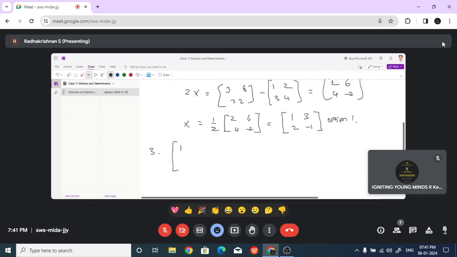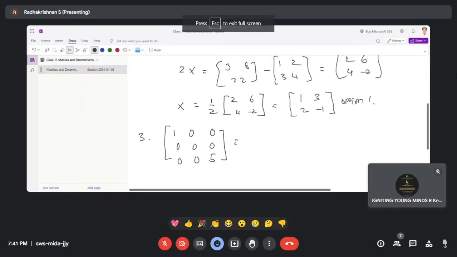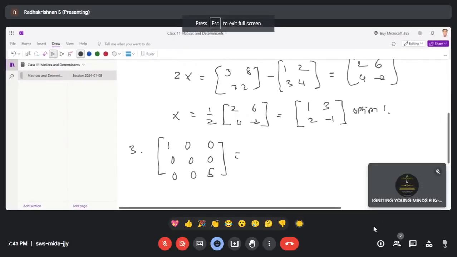The matrix is 1, 0, 0, 0, 0, 0, 0, 0, 5. I'm going to ask you, what type of matrix is this? The options given are: is it a scalar matrix? Is this a scalar matrix? No, sir.